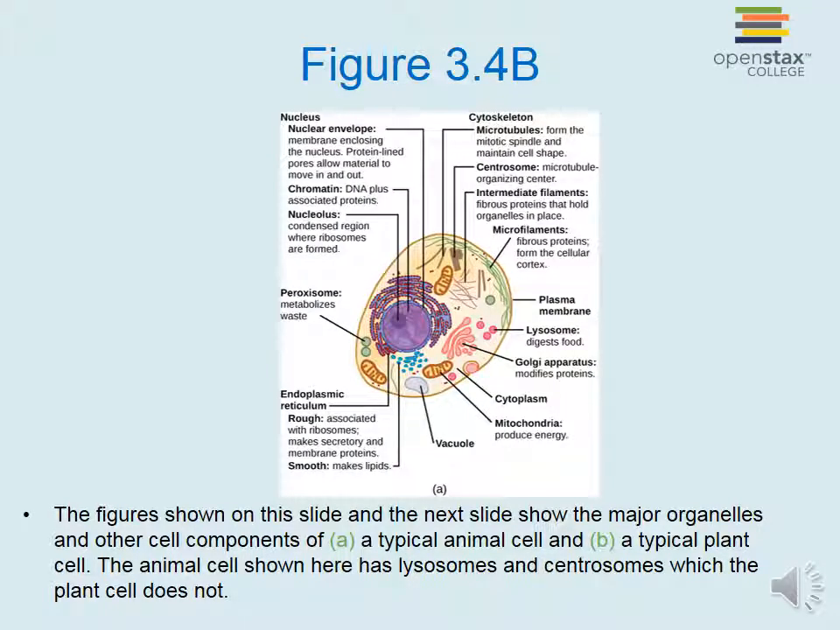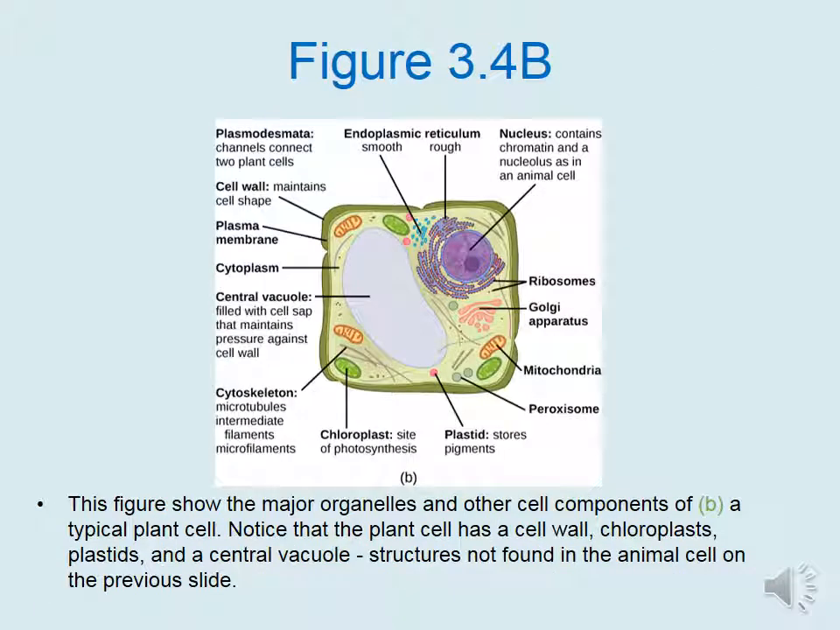The figures shown on this slide and the next slide show the major organelles and other cell components of a typical animal cell and a typical plant cell. The animal cell shown here has lysosomes and centrosomes, which the plant cell does not. This figure shows the major organelles and other cell components of a typical plant cell. Notice that the plant cell has a cell wall, chloroplast, plastids, and a central vacuole, structures that were not found in the animal cell on the previous slide.